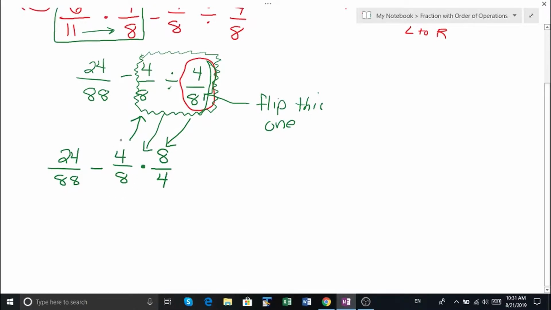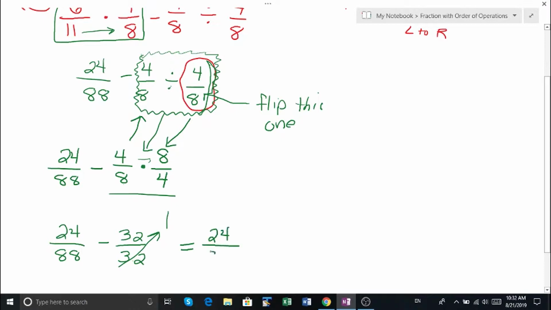All right, so now we're going to multiply these two terms here. Our 24 over 88 isn't going to change, but we're going to multiply straight across. So 4 times 8 is 24. And then again, 8 times 4, nope, not 24, 32. I just talked about learning your multiplication facts, and there you go, I made a mistake. All right, 32 over 32. But we know that whenever you have a number over itself, it just becomes 1. So this gives us 24 over 88 minus 1.